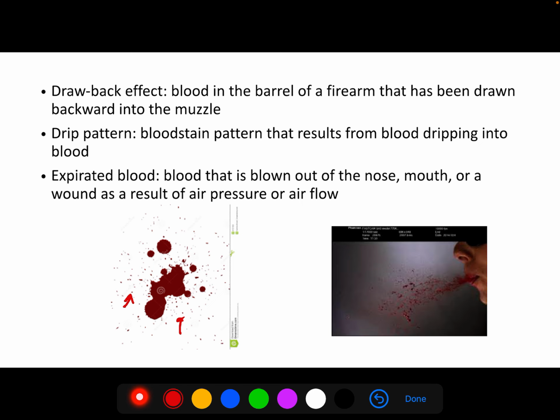We also have expirated blood. This is blood that is blown out of the nose, mouth, or a wound as a result of air pressure or airflow. This, a lot of times we might see if someone has a punctured lung, the air coming out of the lungs can spray blood out of a wound. If someone gets hit and they have blood in their mouth and they spit that out, that is considered expirated blood. Or if someone has a bloody nose and they try to blow it out of their nose, that is considered expirated blood as well.